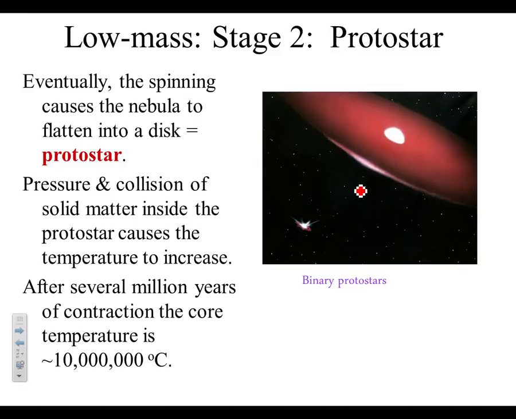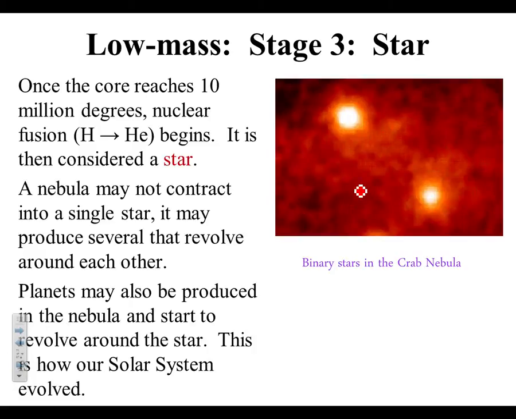That nebula continues to spin, and as it spins, the nebula flattens into a disk, and we now call it a protostar. Pressure and collision of solid matter inside the protostar causes the temperature to increase. After several million years of contraction, it gets to be about 10 million degrees Celsius. That 10 million degrees Celsius is one of the key points in the formation of the star. Once it reaches that temperature, it can then be considered a star, because at 10 million degrees, that's when nuclear fusion begins.